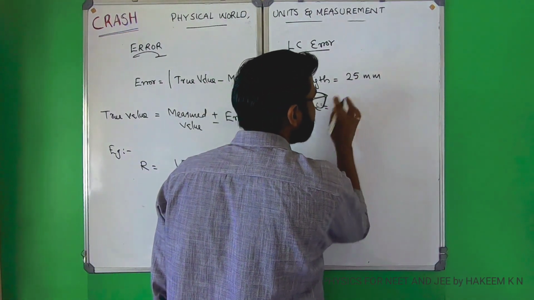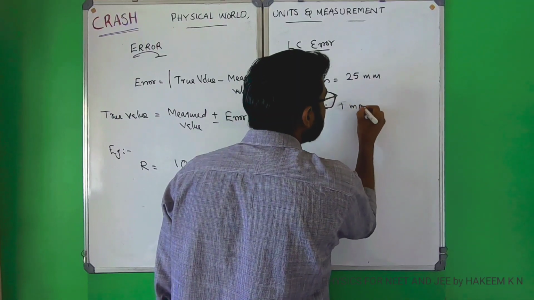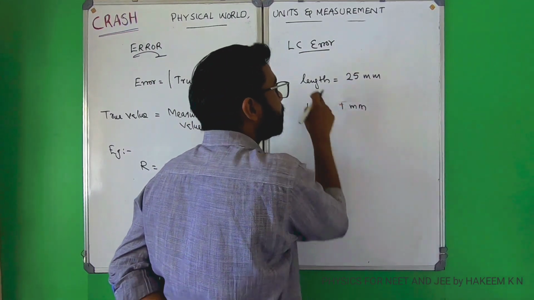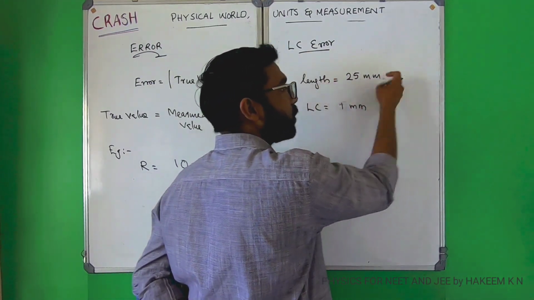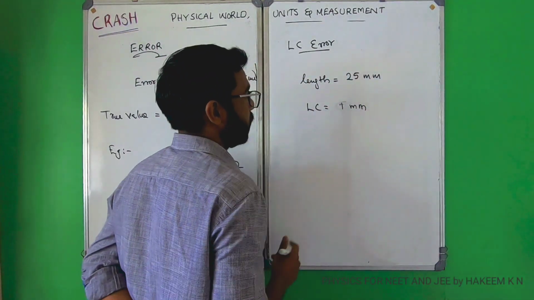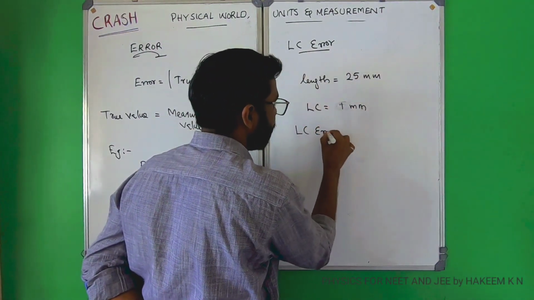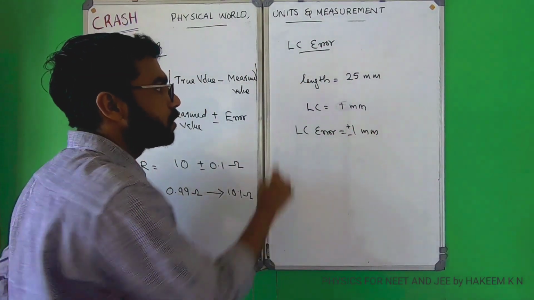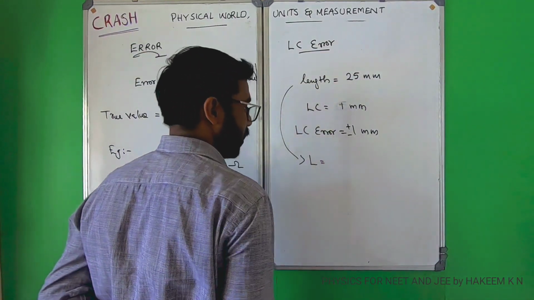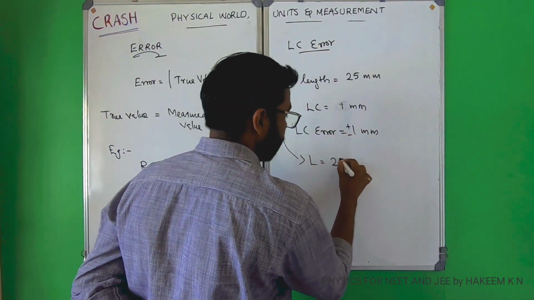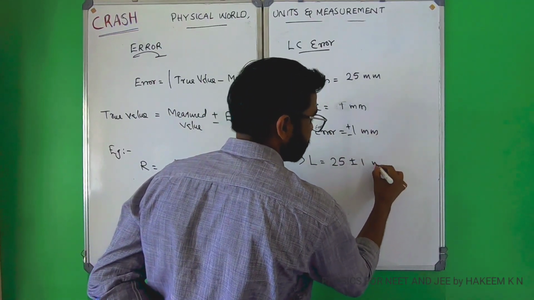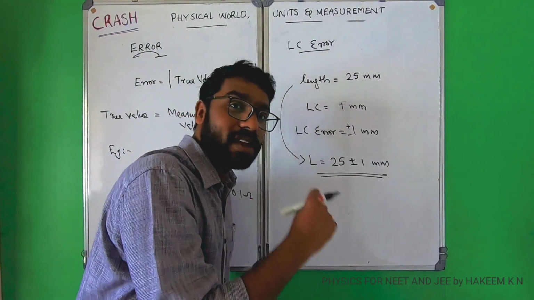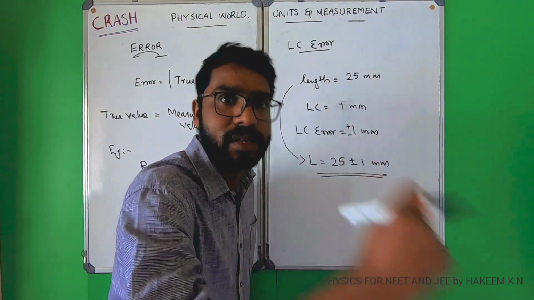Least count will be 1 millimeter. With this device, he can measure to 1 millimeter. Least count is 1 millimeter. So, here least count error is also 1 millimeter. It should be plus or minus 1. So, while writing length L correctly, length L equal to 25 plus or minus 1 millimeter. It is the correct notation when error is not directly given in the question.